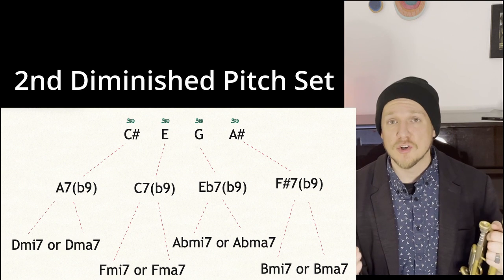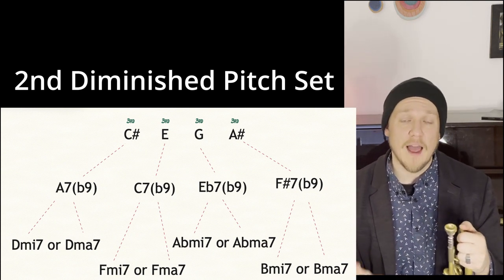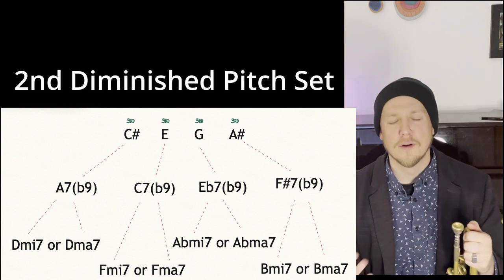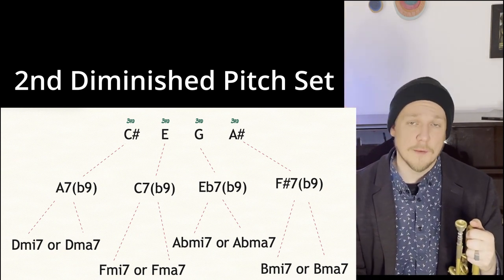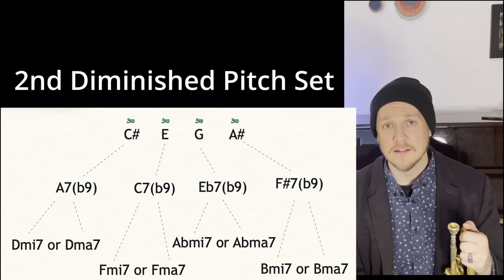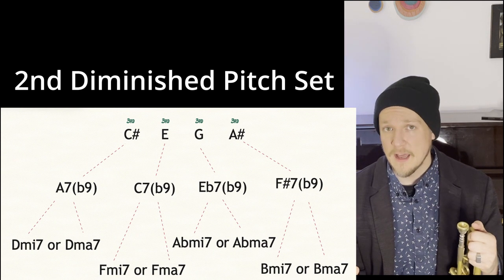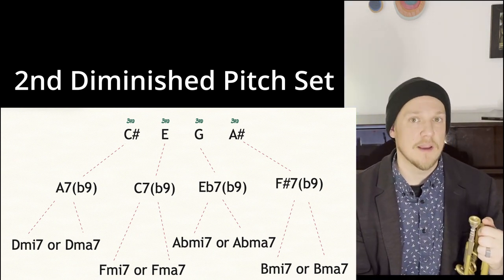Now the next set of pitches would be C sharp. C sharp, so we just go up a half step. C sharp, E, G, and B flat. Now C sharp is the 3rd of A7 flat 9. So starting on C sharp is the 3rd, E is the 5th, G is the 7th, B flat is the flat 9. A7 is the 5 of D minor 7 or D major 7.